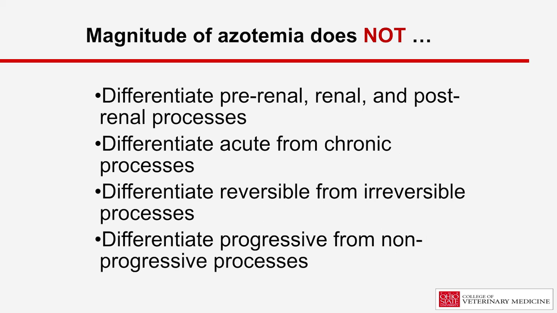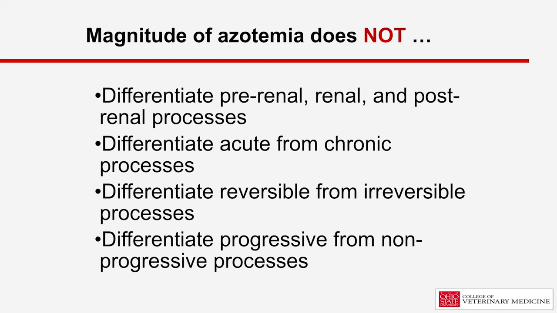So what you can't say about the magnitude of azotemia is whether it's pre-renal, renal, or post-renal just from the magnitude of the BUN or creatinine. In general, it's true that pre-renal azotemia tends to be mild, post-renal azotemia tends to be really severe, and renal is kind of all over the map. But if you take any one number from any one animal, whether it be a creatinine of 2 or 4 or 10, you can't say, oh, it must be pre-renal or post-renal. Likewise, you can't tell acute from chronic.